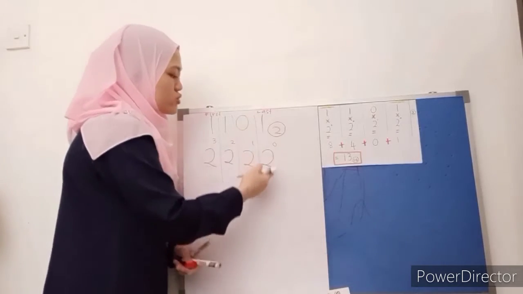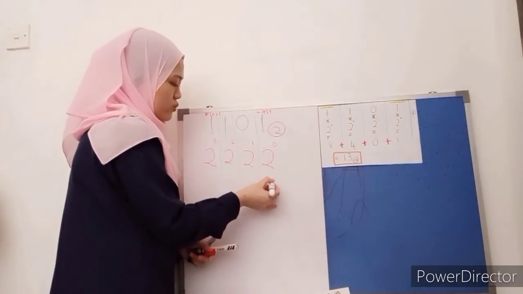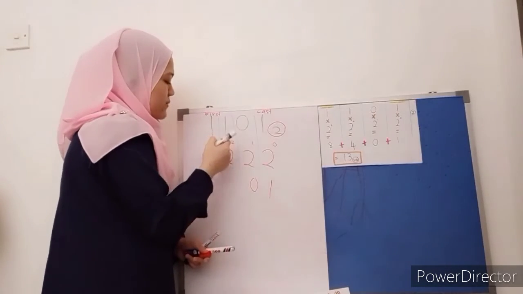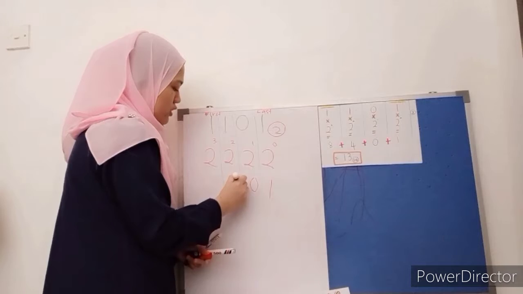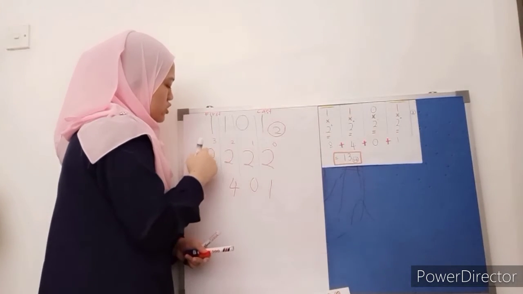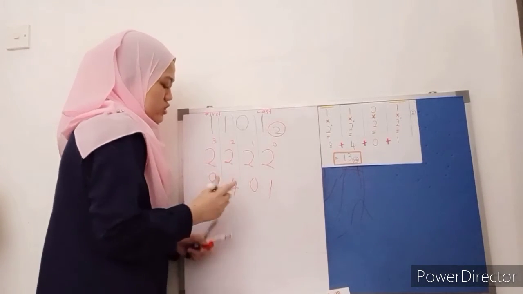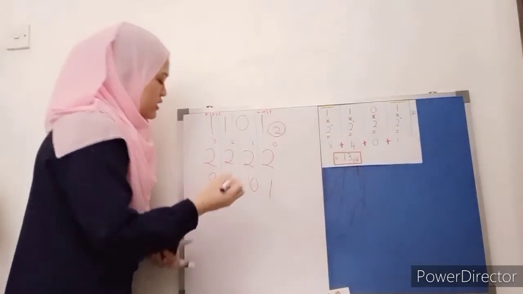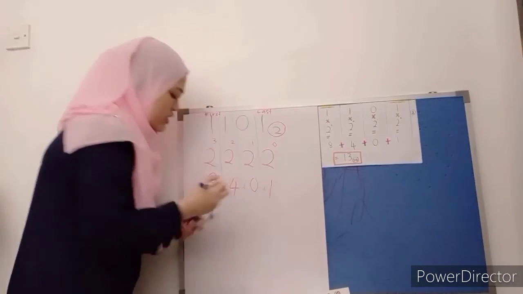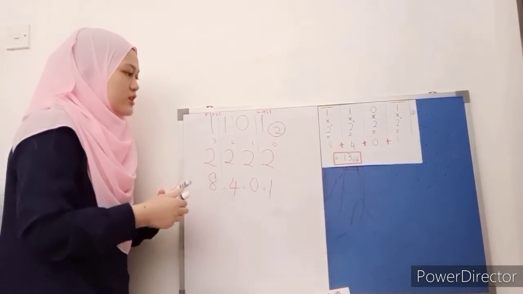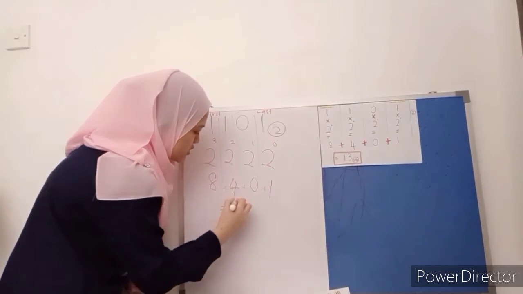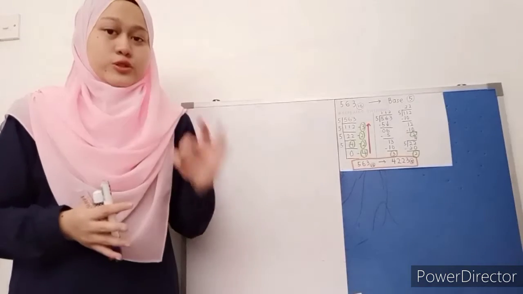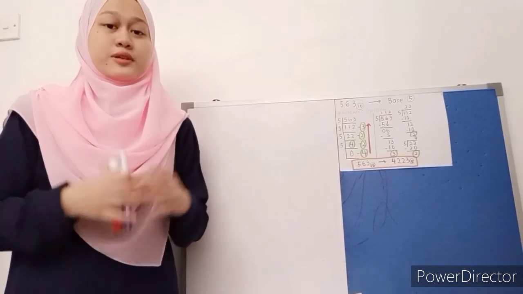So 1 times 2 to the power of 0 is equal to 1. 0 times 2 to the power of 1 is equal to 0. 1 times 2 to the power of 2 is equal to 4. 1 times 2 to the power of 3 is equal to 8. Just add all of these digits and you will get the final answer, which is 13 base 10.